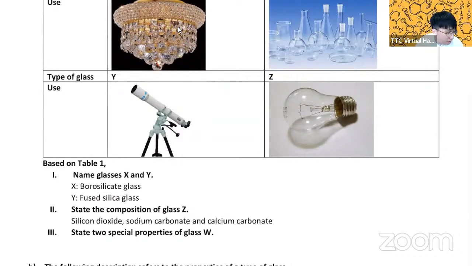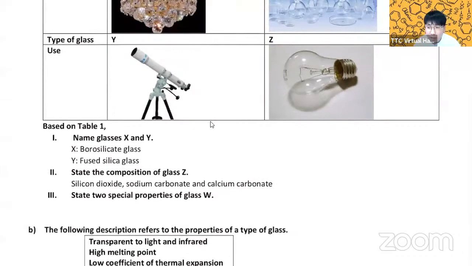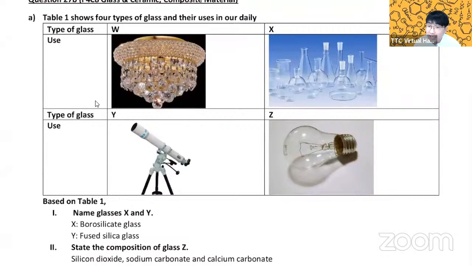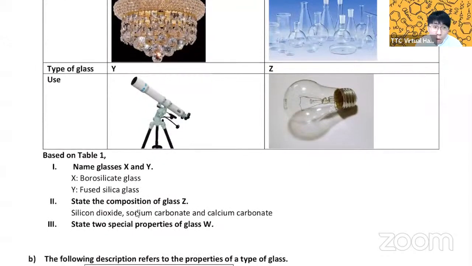Okay, moving on, you have two special properties of glass W. W is, as I said, the hotel hanging lights, the chandelier. So what are the two special properties? Number one, the one that I said just now, high refractive index. Another one is that a chandelier is usually very heavy, right? So it's actually the heaviest glass among these four. So it has high density and high refractive index.